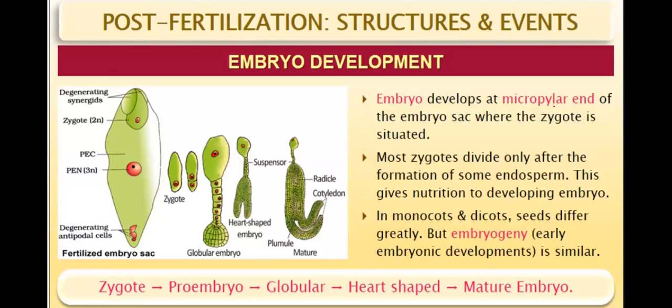The embryo develops at the micropylar end. Embryo develops towards what? The micropylar end of the embryo sac, where the zygote is situated. Most zygotes divide only after the formation of some endosperm. This gives nutrition to the developing embryo. Sometimes the question is asked why embryo development is preceded by endosperm development, because endosperm is required to provide nutrition to the developing embryo. In monocots and dicots, seeds differ greatly, but early embryonic development is similar. So the zygote develops into proembryo, then globular embryo, then heart-shaped embryo, then mature embryo.